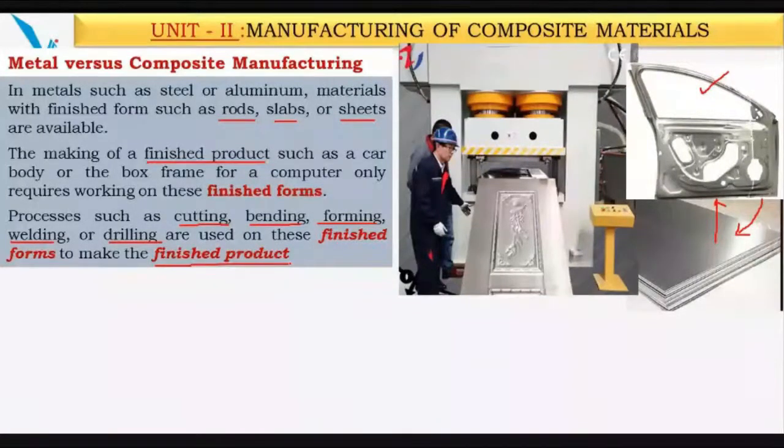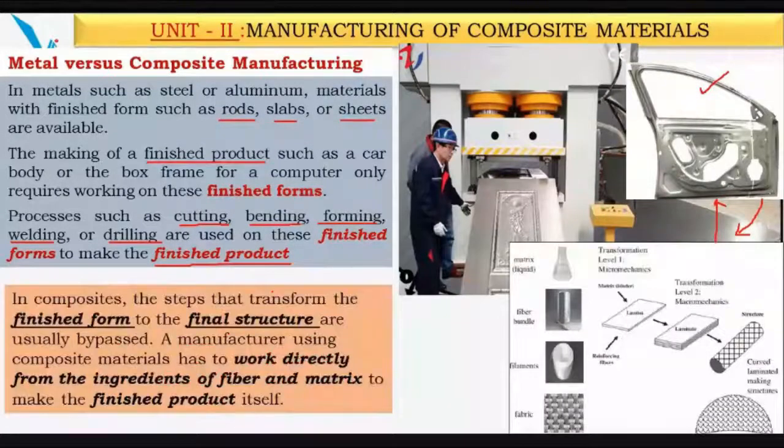So this can be manufactured in steps, but this is not possible with composite material. A manufacturer using composite material has to work directly from the ingredients of fiber and matrix to the finished product. If you want to manufacture a particular structure, you have to start from scratch: take the fabric and resin, then mold it using different manufacturing processes. Then you will get the product.